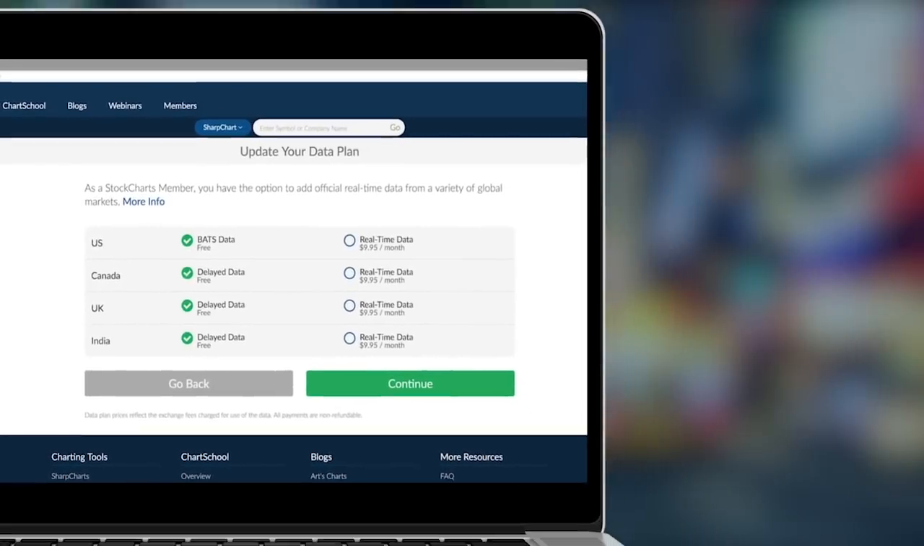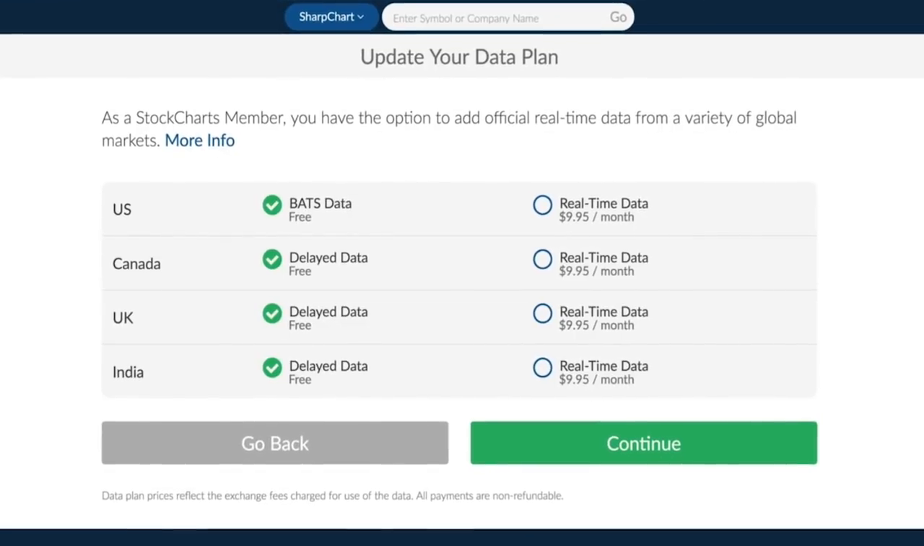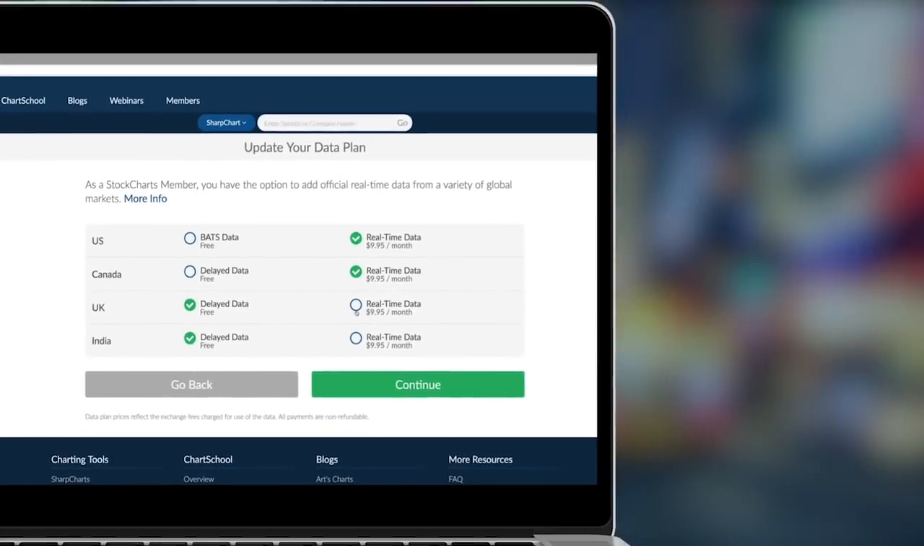Similar to exchange fees, prices for each plan vary, as they reflect the fees charged by the exchanges for your use of the real-time data. We want to make sure you have the data that's right for you, so our data plans are flexible and can be added or removed at any time.